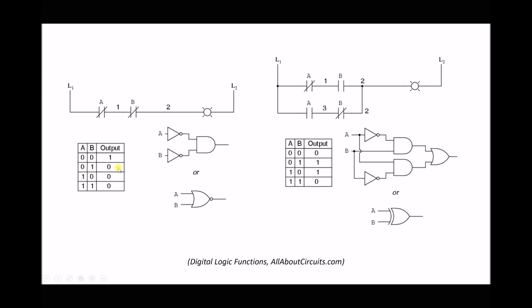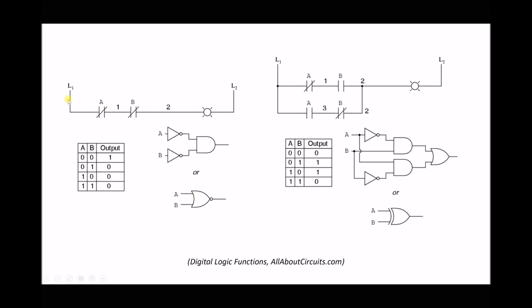And what we can see is the function we're looking at here is the exact opposite. Here, we don't get an output when B is activated on its own, we don't get an output when A is activated on its own, and we don't get an output when A and B are activated. So it's the exact opposite of our OR function. Therefore, this circle here means not OR, or NOR function. But let's relate that to the ladder diagram.